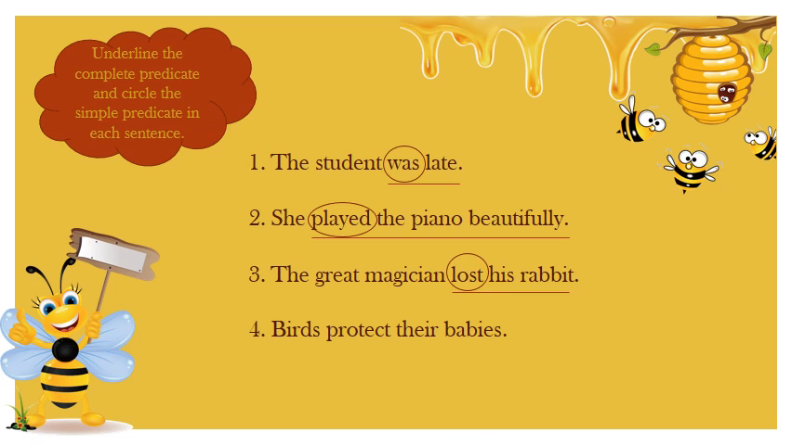The main verb, lost. Four, birds protect their babies. What about the birds? They protect their babies. Protect their babies is the complete predicate. But what is the simple predicate? The main verb, protect. You see? Simple and easy.